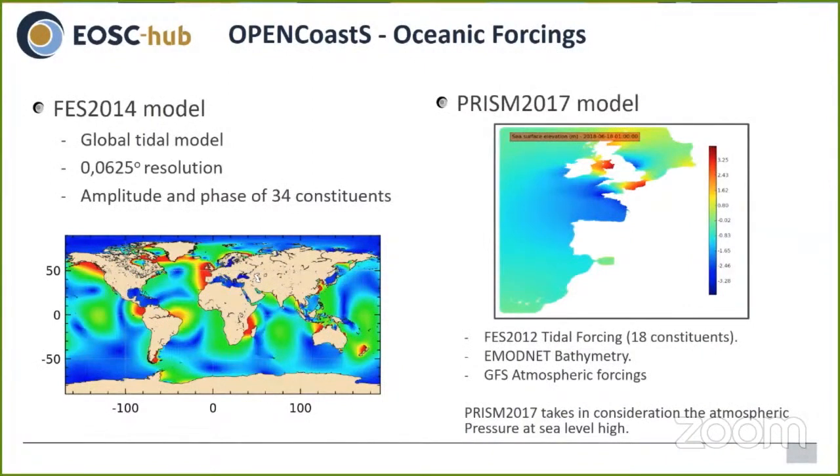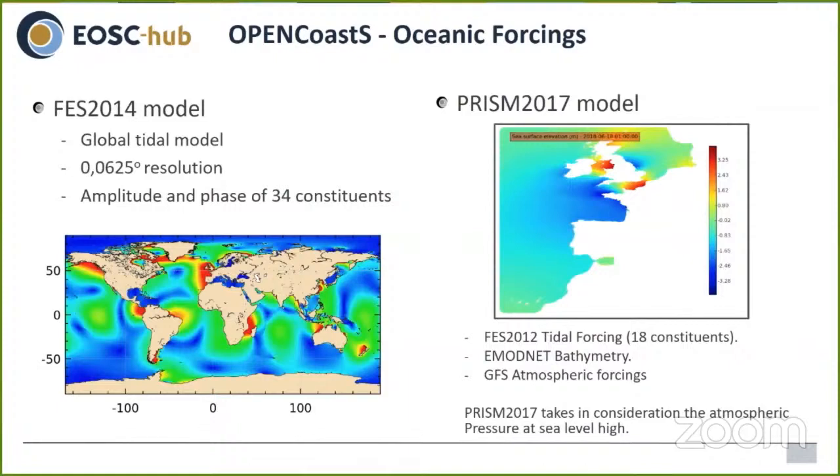The first two options are the FES 2014 tidal model and the PRISM 2017 models. The main difference between the two is in the representation of the atmospheric pressure. FES 2014 provides the amplitude and phase of 34 tidal constituents but no atmospheric effects. To overcome this limitation of FES, PRISM takes into account atmospheric effects at the ocean boundaries through the inverse barometer effect. The two products also have different application areas. FES 2014 is applicable to any coast, while PRISM can only cover a part of Europe.